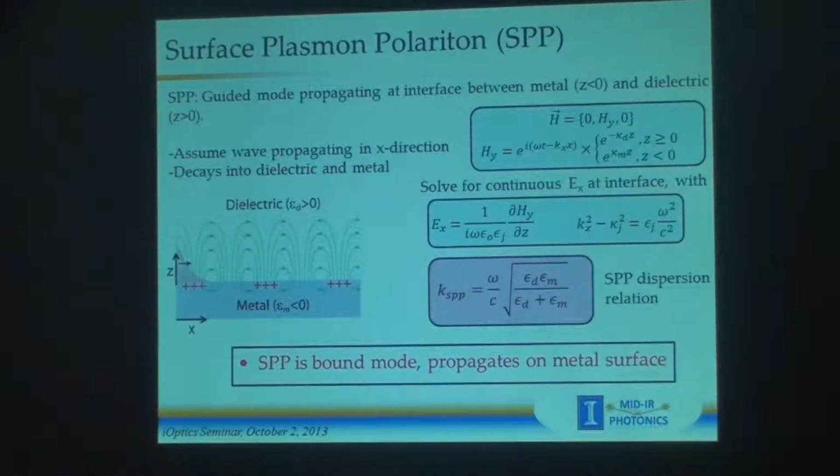Okay, so once we have the permittivity of our metal, let's look at a couple of modes that give us sub-wavelength confinement. All right, so these are plasmonic modes. The first one is a surface plasmon polariton.